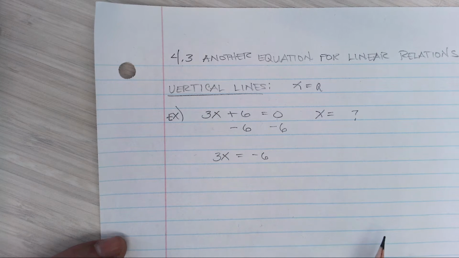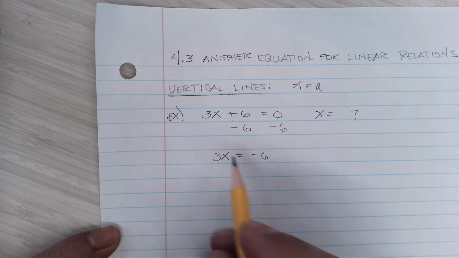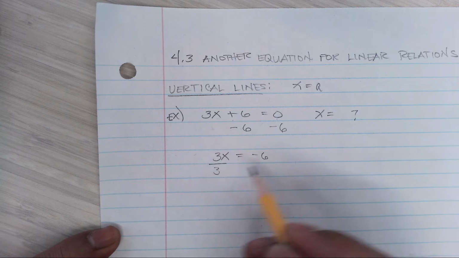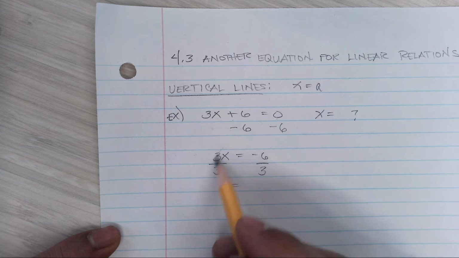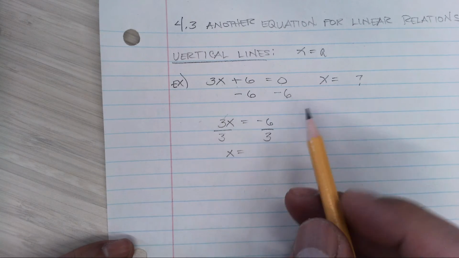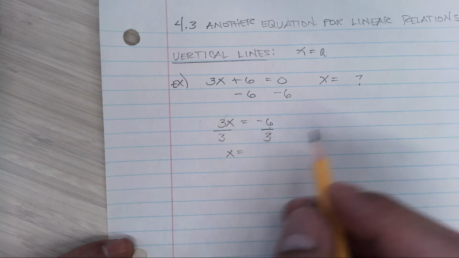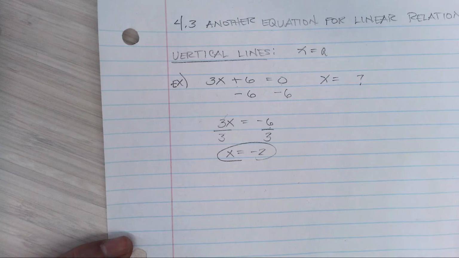And now, how do we clean this up? How do we finally finish this? Well, this is a multiplication. Whatever this number is, I multiplied it by 3, so we're going to reverse that by dividing both sides by 3. That cancels out the 3's on this side. And on this side, we're left with just -6 divided by 3, which is -2. And there's our equation.